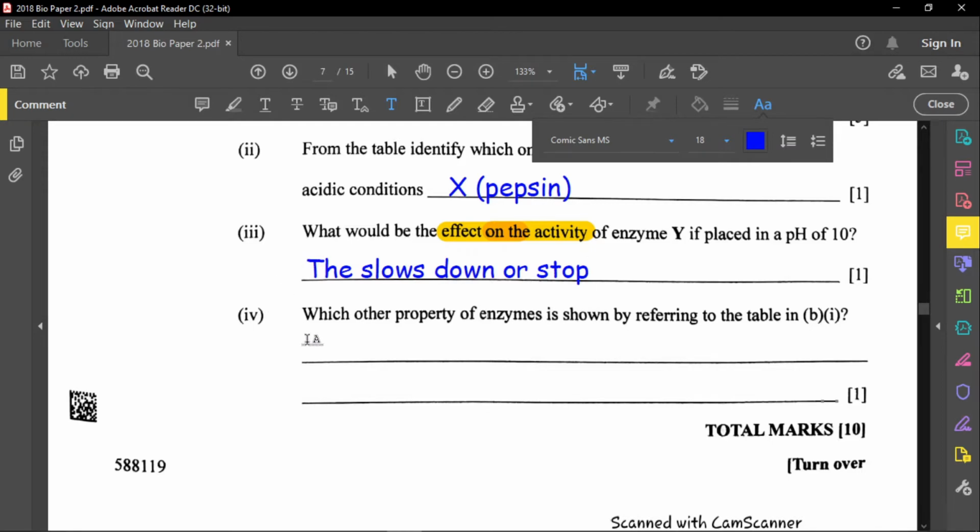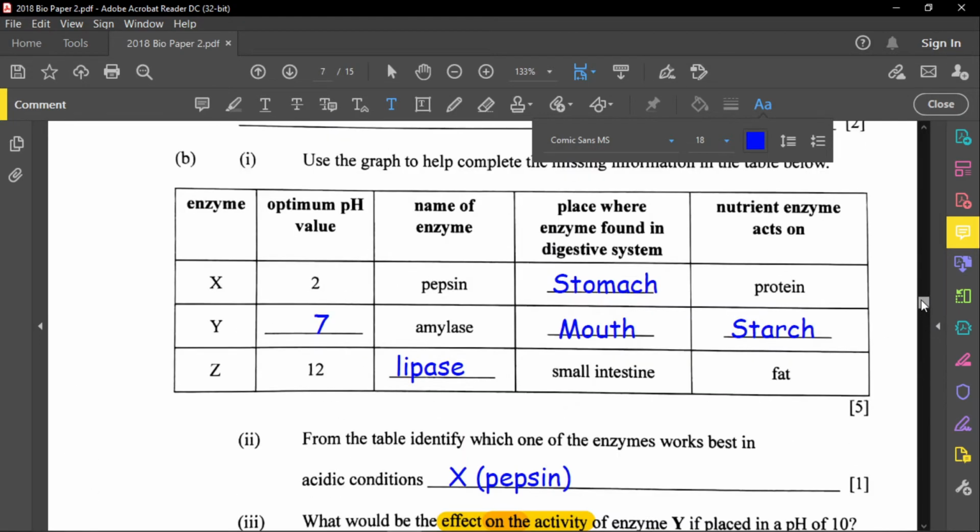Okay. Now for part 4 here, it said which other property of enzymes is shown by referring to the table in B1. And so look at the table carefully now. If you notice, this column talks about pH levels. The second column talks about pH level. The only other thing indicating any form of property here is the nutrient each enzyme is breaking down or reacting to.